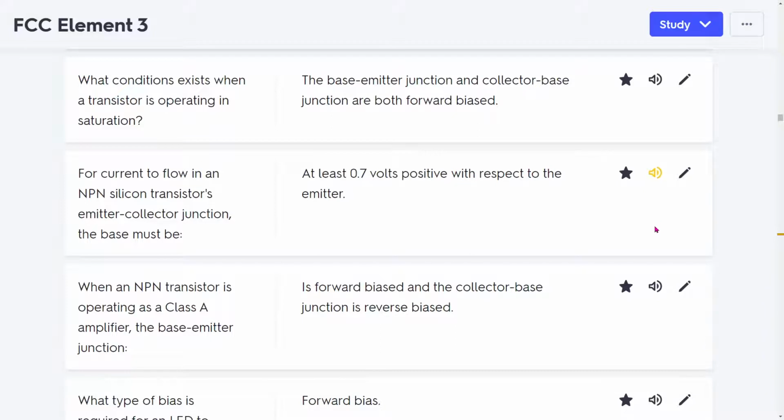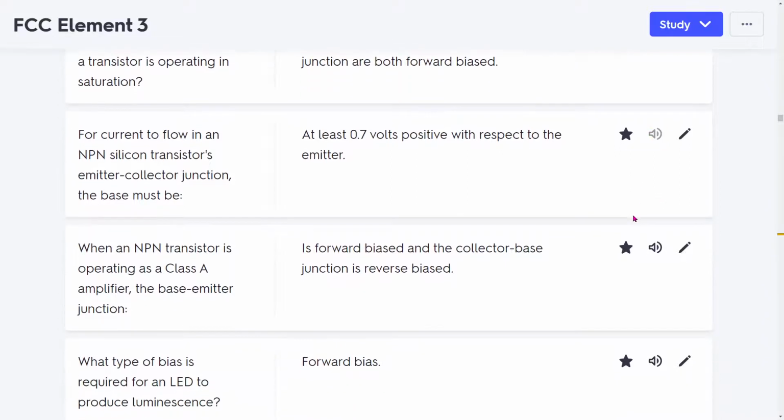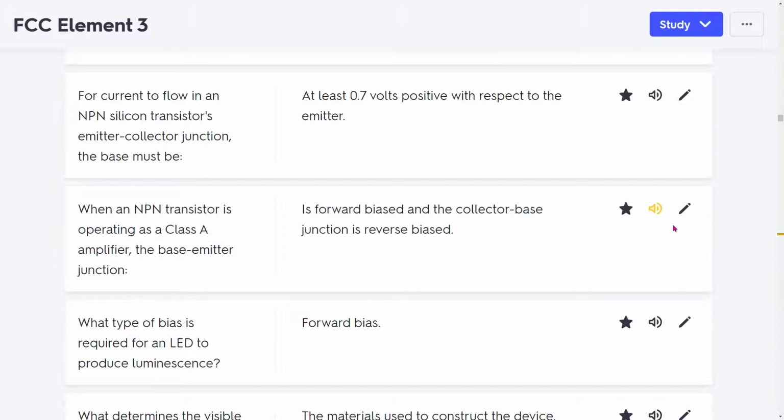For current to flow in an NPN silicon transistor's emitter-collector junction, the base must be at least 0.7 volts positive with respect to the emitter. When an NPN transistor is operating as a Class A amplifier, the base emitter junction is forward biased and the collector base junction is reverse biased.